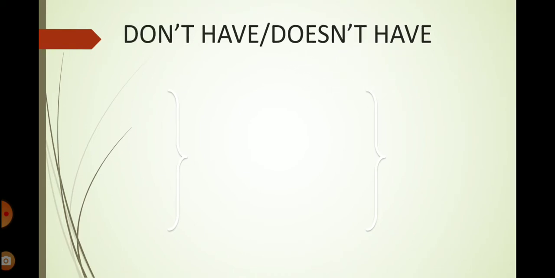Okay, students, I think that all of you have understood about it. Okay, now let's discuss about it. Don't have, doesn't have. This is the negative form of have or has.